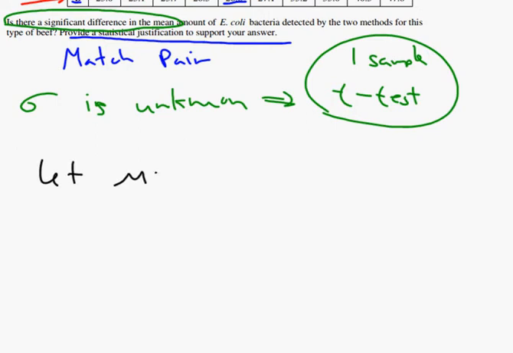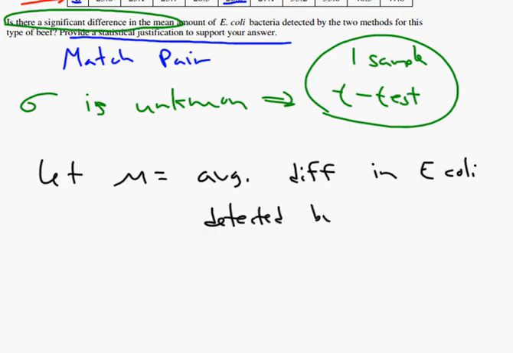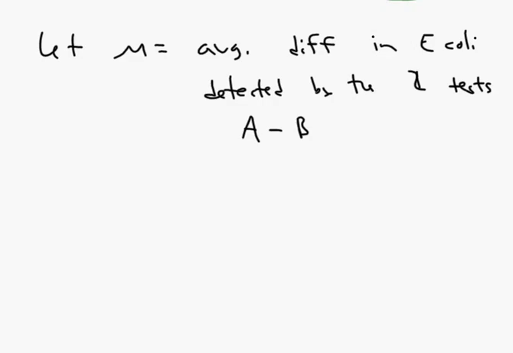So we're going to let mu equal the average or mean difference in E. coli levels detected by the 2 tests. So we need to decide an order. Let's say we decide we're going to do A minus B: the level of detection of E. coli by test A minus the level of detection of E. coli by test B. Once you define mu, you can state what H0 and HA are.